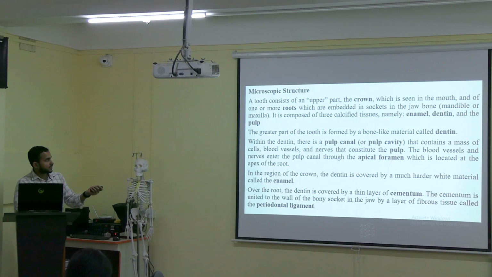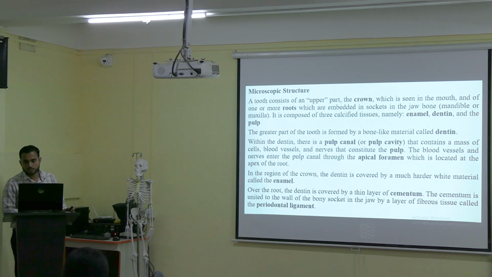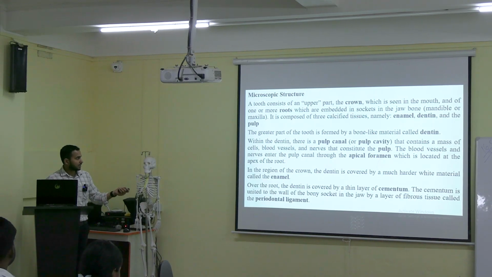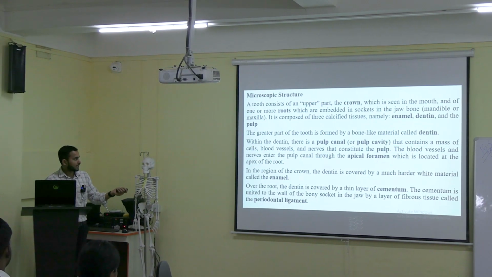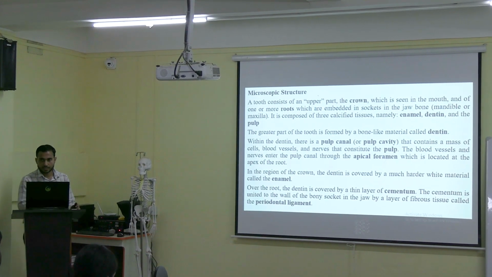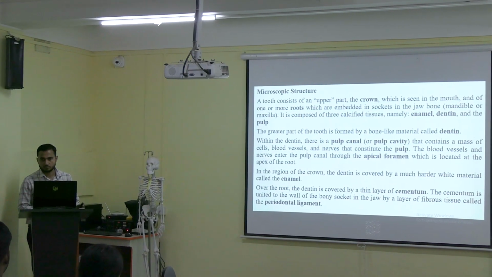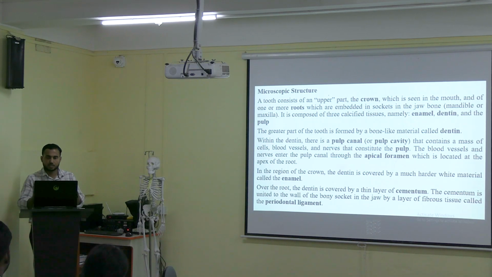Now, it is composed of calcified tissue, that is enamel, dentine and pulp. The greater part of the tooth is formed by a bone-like material called dentine. Within that, a cavity is there, called the pulp canal or pulp cavity. Blood vessels and nerves enter the pulp canal through the apical foramen, which is located at the apex. At the region of the crown, the dentine is covered by a much harder white material called enamel. At the root, the dentine is covered by a thin layer of cementum, and this thin layer of cementum helps in attachment of the root with the alveolar socket.